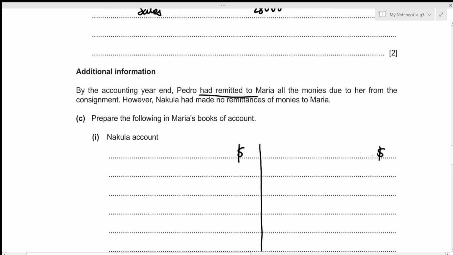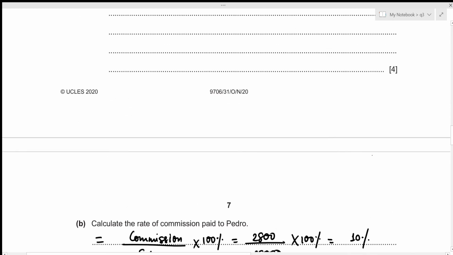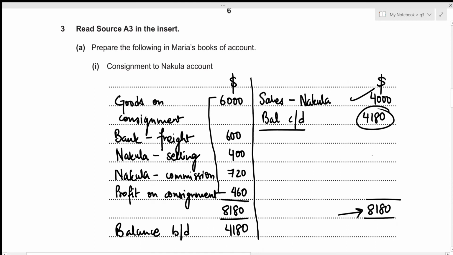So we've already created the consignment to Nakula account, right? So we just need to substitute the values regarding Nakula from that particular account to the Nakula account now. So let's have a look at our consignment to Nakula account. So we can see that his names are recorded for selling, for commission, and for sales made, right?